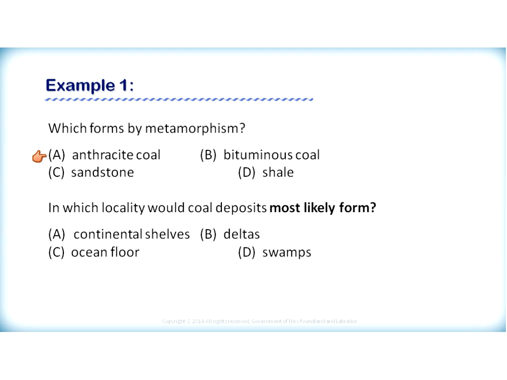The second question reads, in which locality would coal deposits most likely form? So if we look at the environment for coal deposits, A says continental shelf, B says delta, C is the ocean floor, and D, swamps.